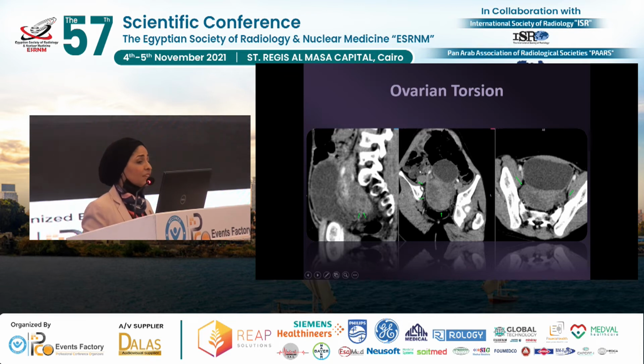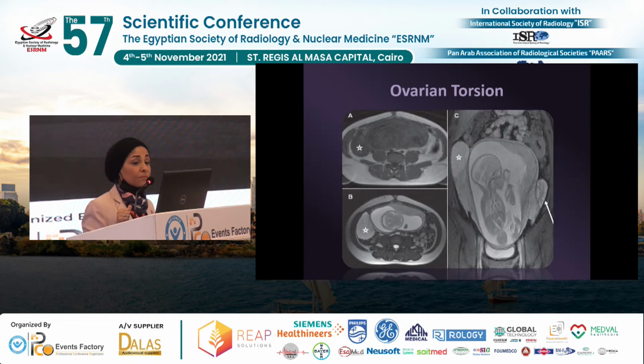This case here was a 10-year-old female. She had right-sided pelvic pain, and she was suspected to be appendicitis. And when she underwent CT, we spotted that it's actually ovarian torsion, okay?